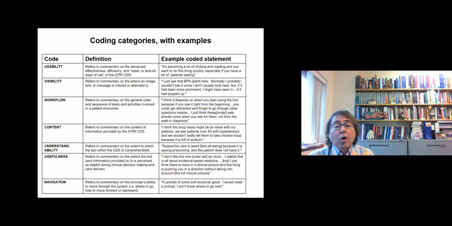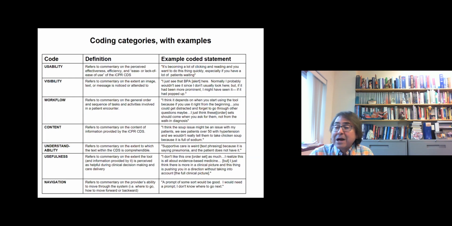An example quote is, it's becoming a lot of clicking and reading, especially if we have a lot of patients waiting. Workflow was interesting, which we defined as referring to commentary or interaction about the general sequence or order of tasks. Some of the participants picked out an issue with this. One said, as an example quote, I think it depends on when we start using the tool, because if you use it right from the beginning, you can get distracted and forget other questions. I think the order sets, one of the things it did was dump you into these order sets quickly, the automated tool. The user said they should come in when you ask for them, not from a walk-in diagnosis.